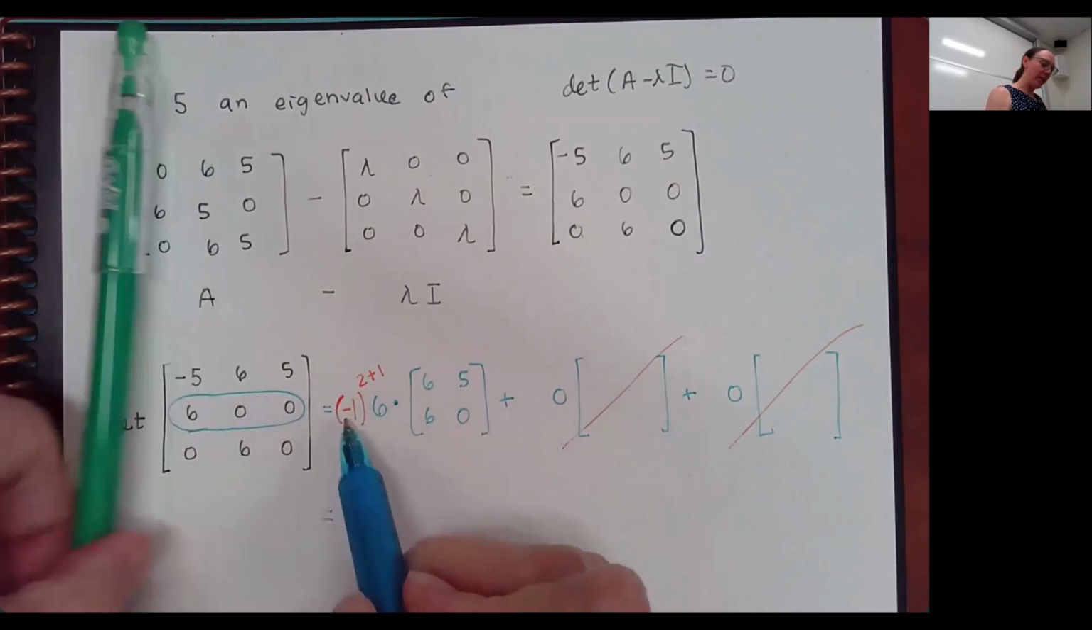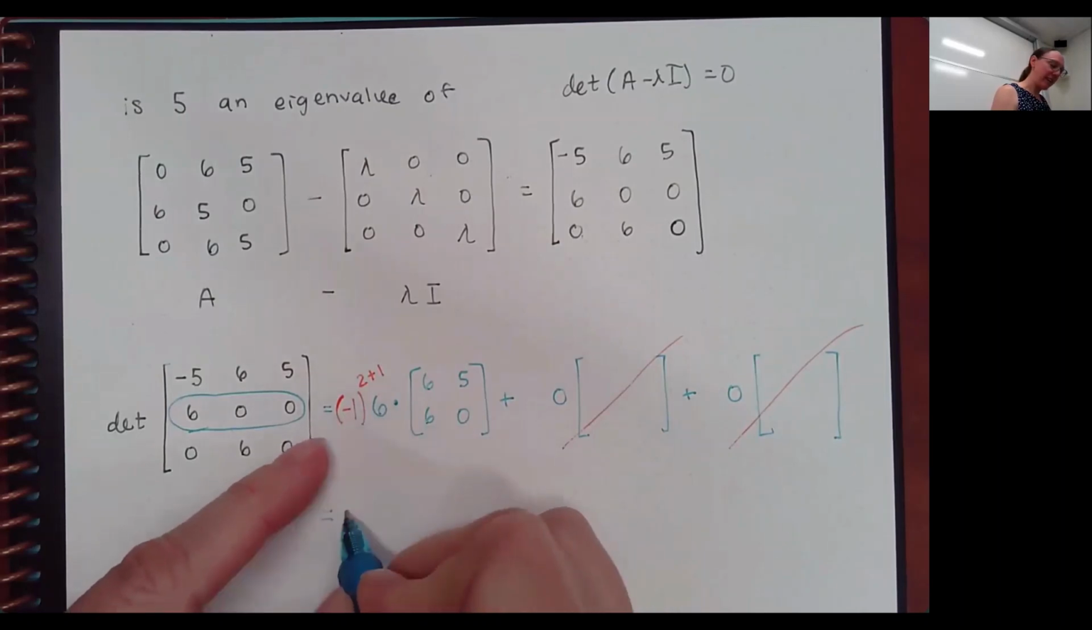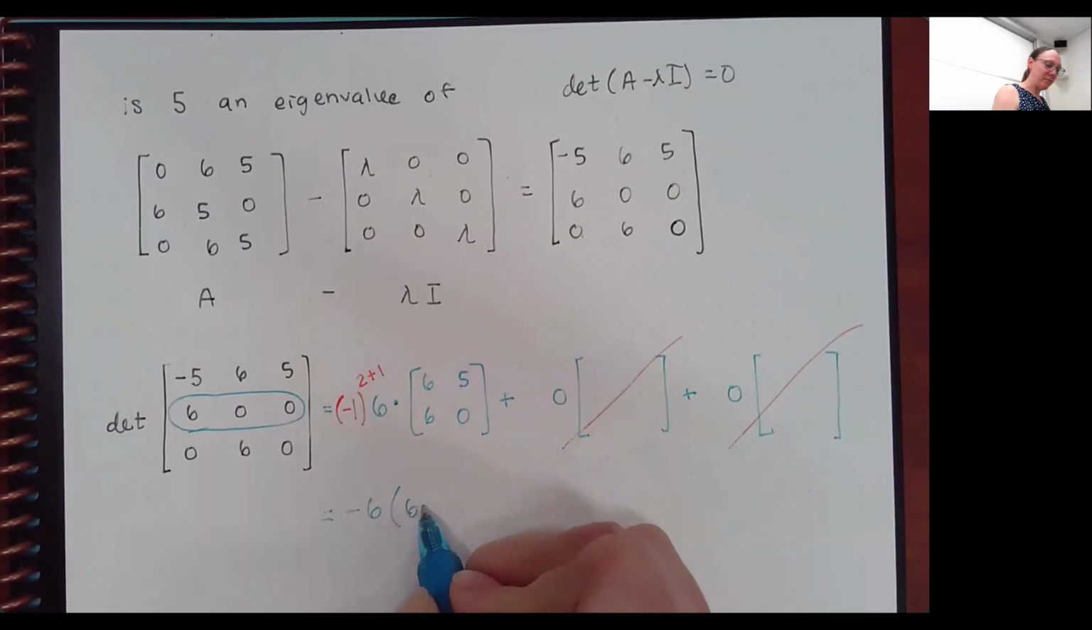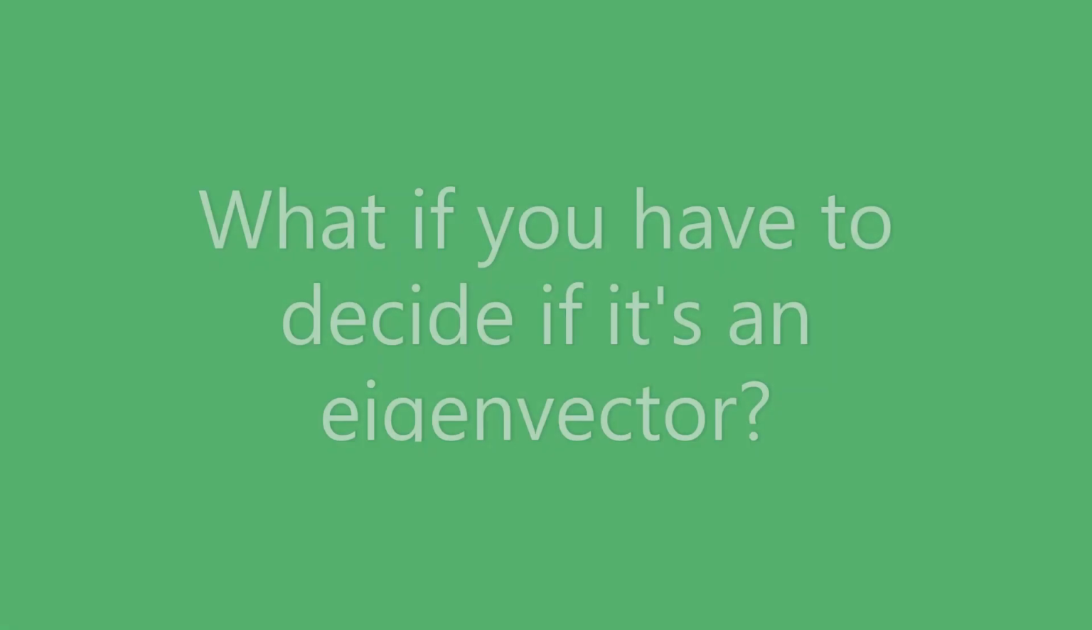So -1 to the third gives me a negative, so I've got -6. And now I can just find that determinant: 6 times 0 minus 5 times 6. It doesn't look like I'm going to get 0 for an answer, so I don't think that that is an eigenvalue of this matrix.